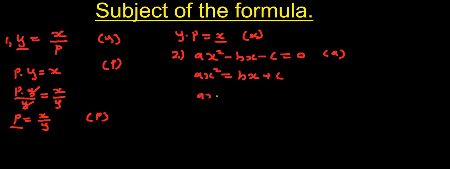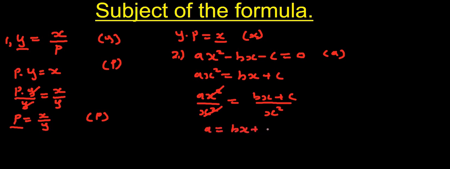Meaning you are going to say ax squared divided by x squared will be equal to bx plus c all divided by x squared. Then x squared cancels out x squared. We're going to be left with a, which equals to bx plus c all divided by x squared. Then now a is our subject of the formula. So let's look at the last one.